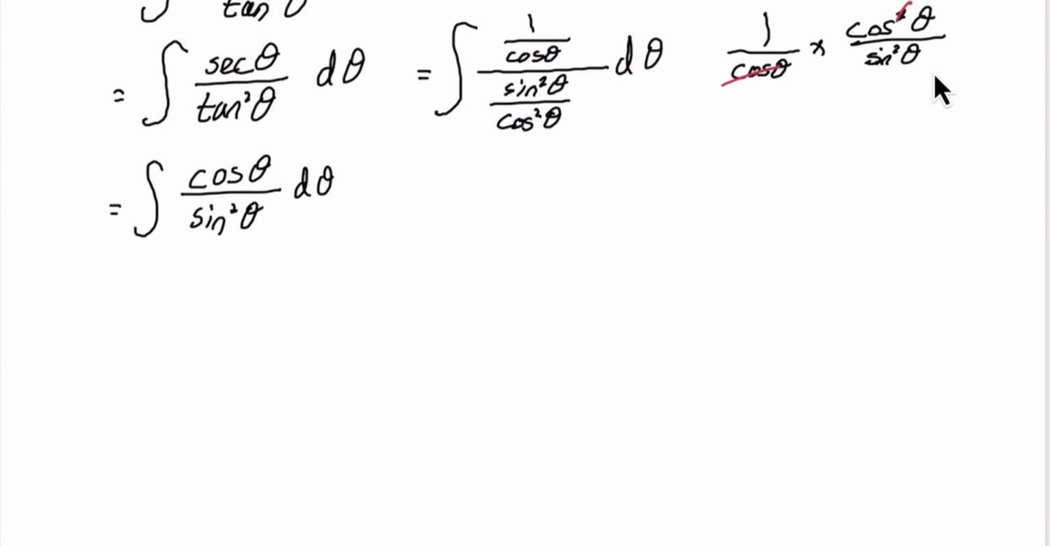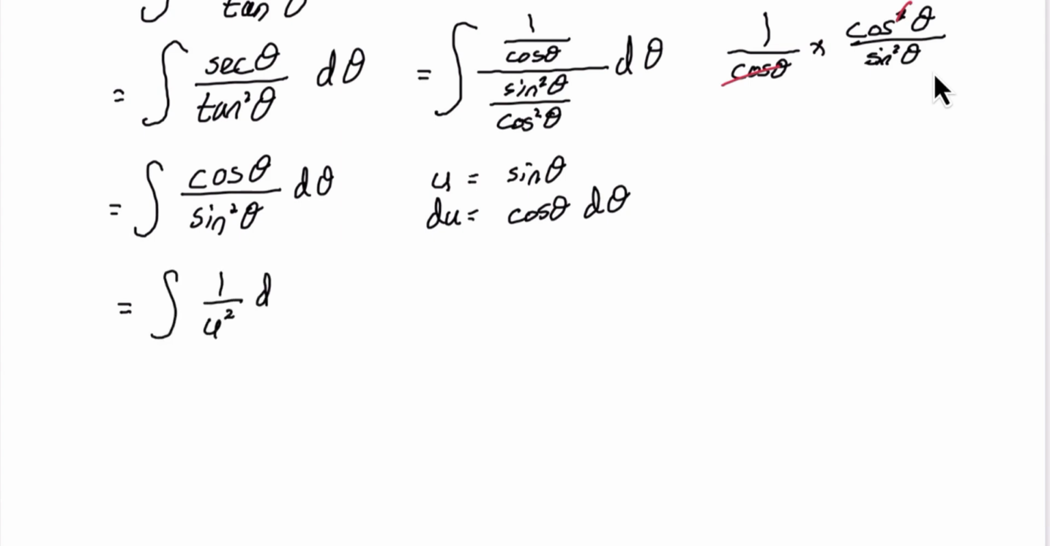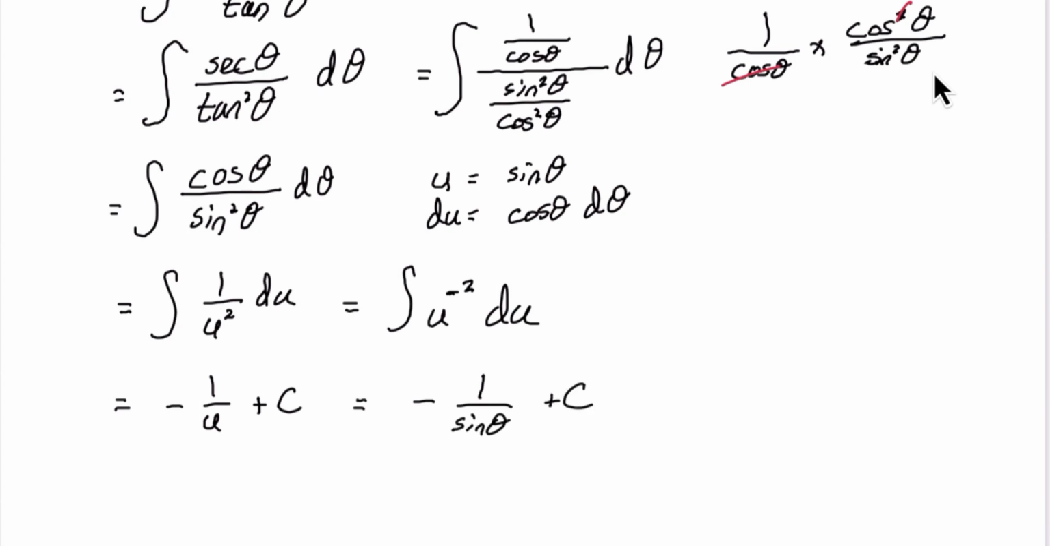d theta. Use substitution time. u is equal to sine theta. Then du is cosine theta d theta. Rewriting the integral, we now have the integral of 1 divided by u squared du. Think of that as the integral of u to the negative 2 power du. Integrating this, we get negative 1 divided by u plus c. That is negative 1 divided by sine theta plus c, or negative cosecant theta plus c.